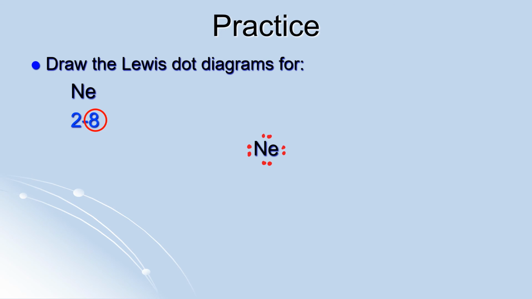And that, my dear friends, is how we draw Lewis diagrams to represent the valence electrons of any element.